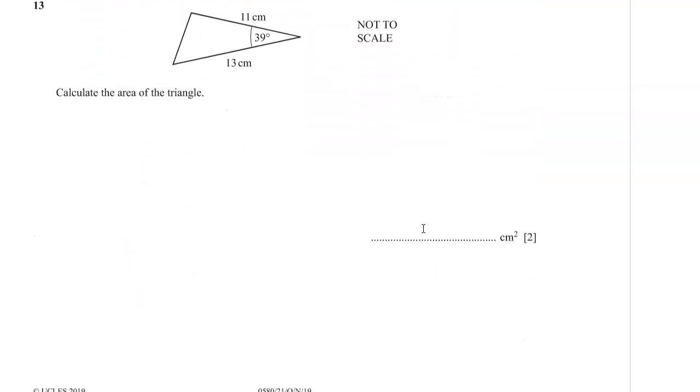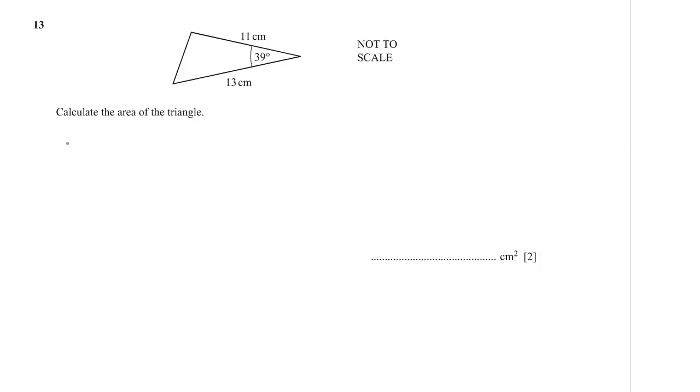Now number 13. Calculate the area of the triangle. Let's calculate the area of this triangle. This is not a right angle triangle, so the area of a triangle is given by this formula: half times a b sine C, right? So this is C, then sine C.